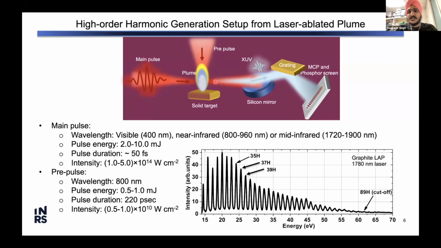And then, to separate the driving laser from the XUV, from the harmonics, we have installed a silicon mirror at the Brewster angle, which will only reflect the XUV. And then to see the spectrum of the XUV, we spectrally disperse the XUV using a grating.